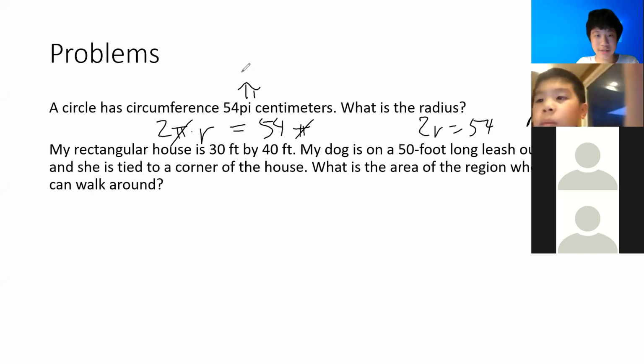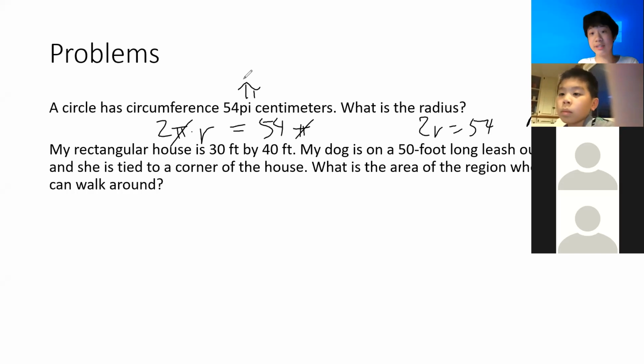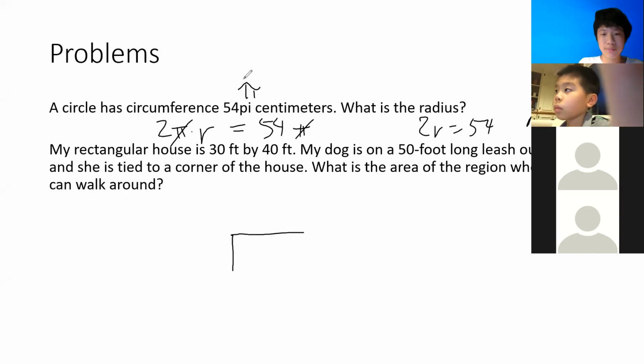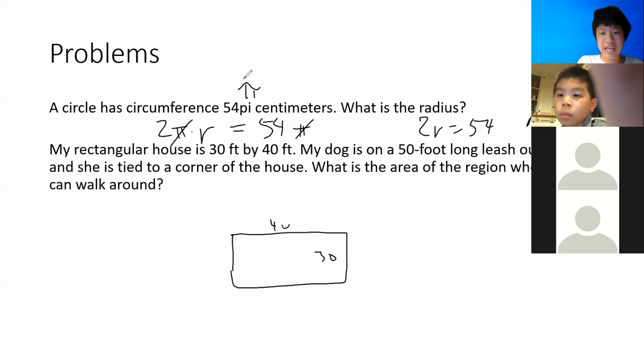Okay, that's the radius. So now the next problem. My rectangular house is 30 feet by 40 feet. My dog is on a 50-foot long leash outside and she's tied to a corner of the house. What's the area of the region where she can walk around? Well, let me draw out the house here. We've got 30 feet and 40 feet. And we've got a leash that's 50 feet long.